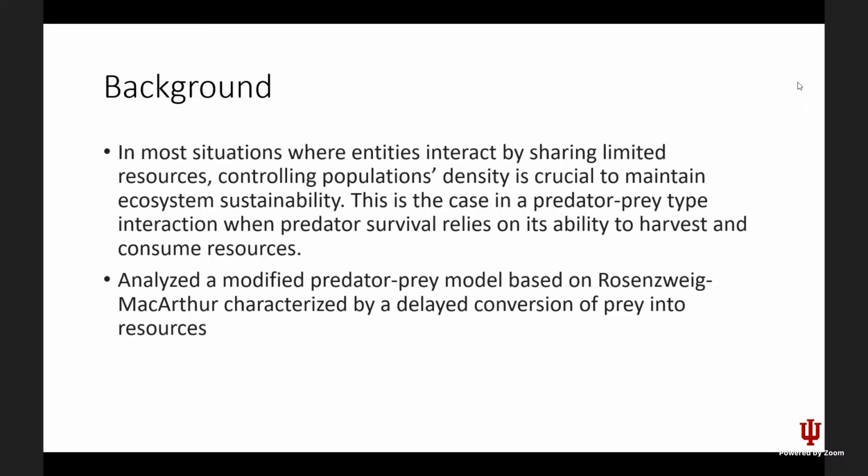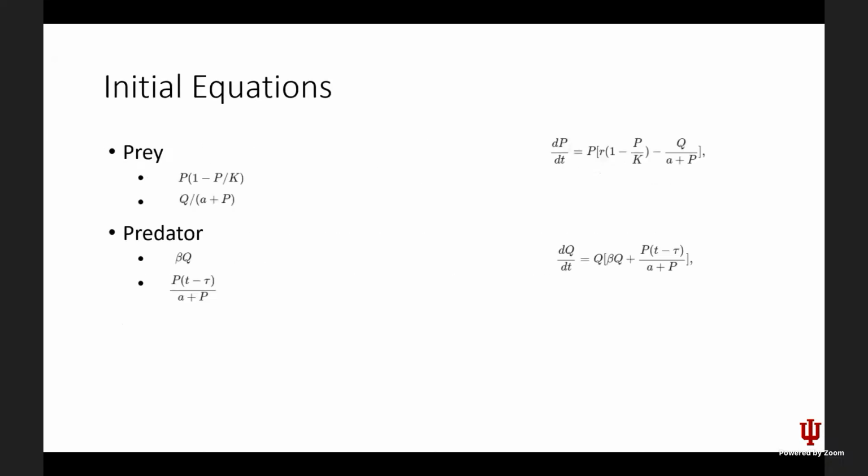One of the important models for that is called the Rosenzweig-MacArthur predator-prey model, and it's characterized by its ability to do this kind of modeling of harvesting and consuming resources, as well as its ability to incorporate a delayed conversion of prey into resources. It's useful and interesting because it can better display the dynamics of predator-prey interactions.